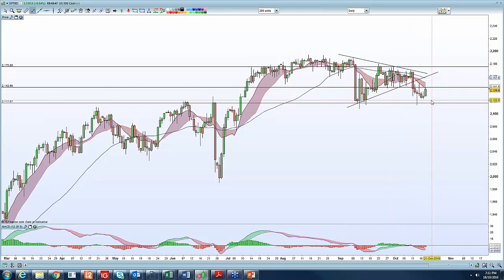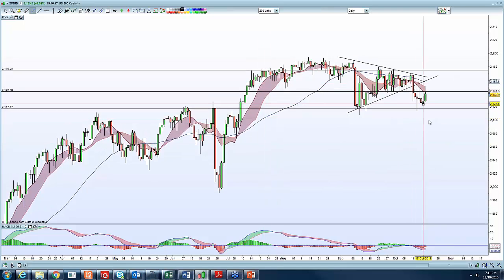Not surprisingly, it bounced back off support. So on the daily time frame, you can see the market is consolidating between the 2120 support level and around the 2180 resistance level. Another level that you need to look out for is 2140 or so. But it's just one big consolidation.